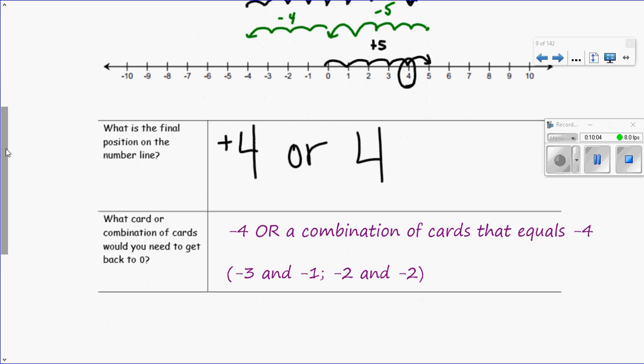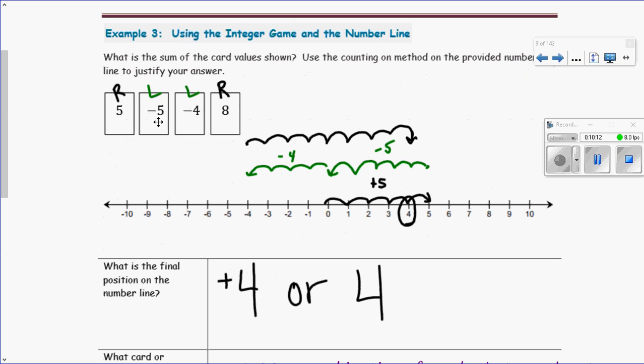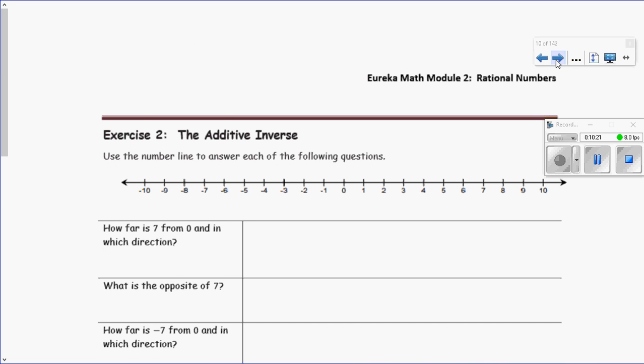Okay, so that was your first actual example of adding with positive and negative numbers. So that's actually what this was. We were doing 5 plus -5 plus -4 plus 8. And we know that the final answer there was 4. Okay, let's move on to another example.